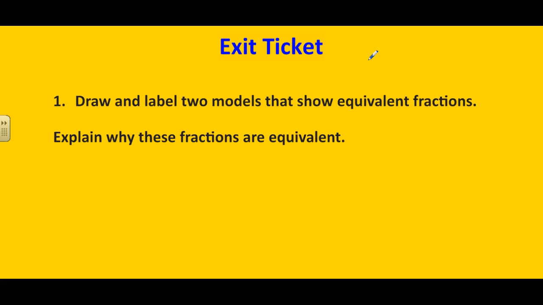Okay, we're going to be ready to move on to the exit ticket. This says to draw and label 2 models that show equivalent fractions. So we did this a lot during this lesson. Pick a fraction, draw a model for it, and then write the fraction that is equivalent to the fraction that you wrote first, and draw a model for that as well. And make sure you're labeling it like it says. So whenever you're done, and you explain why those 2 fractions are equivalent, you may bring me your exit ticket so we can look at it together.